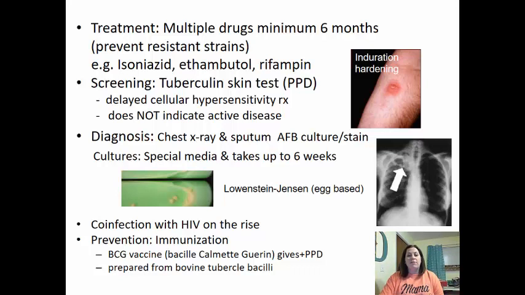There is some prevention or immunization that can be done. This is called the BCG vaccine. It is one of the oldest vaccines that we have and one of the safest ones out on the market, but it does give a positive PPD test. The reason for that is because you are producing antibodies against tuberculosis. Now, this is prepared from bovine tubercle bacilli.